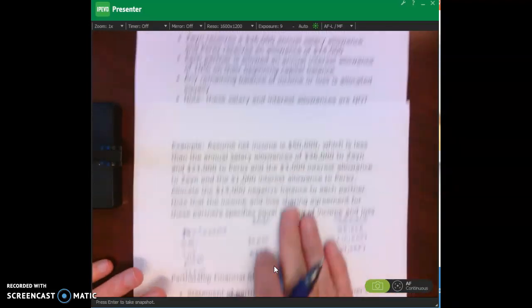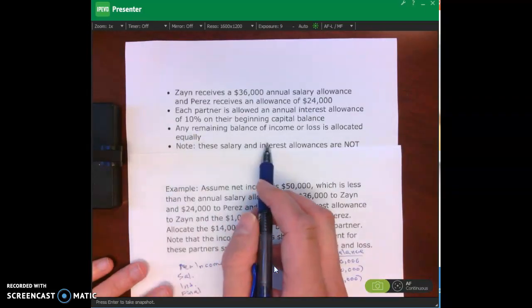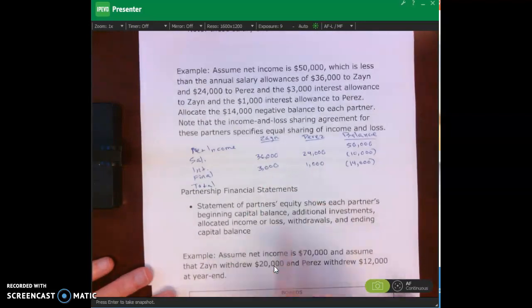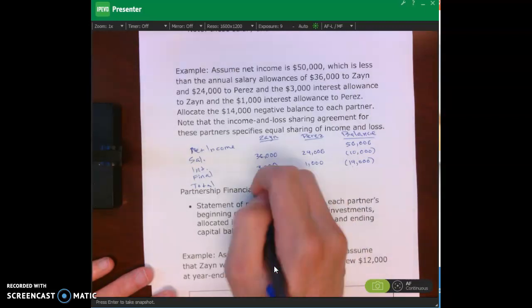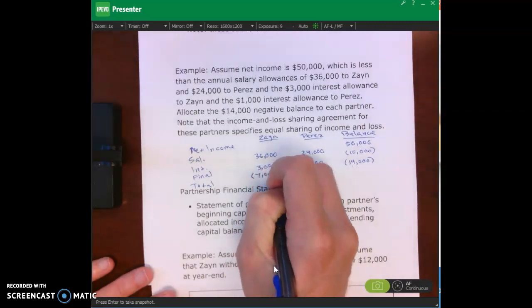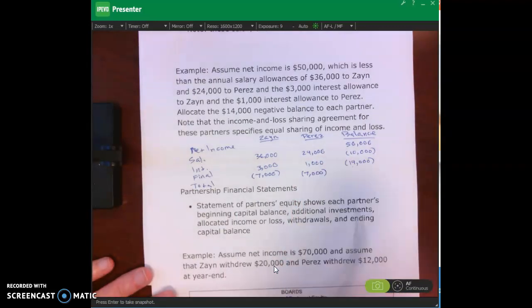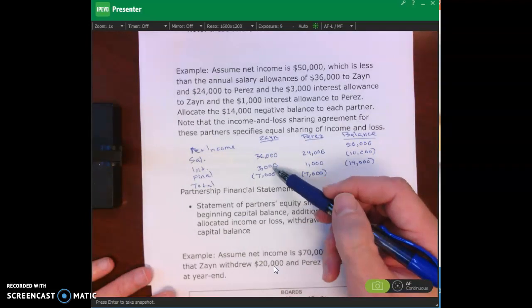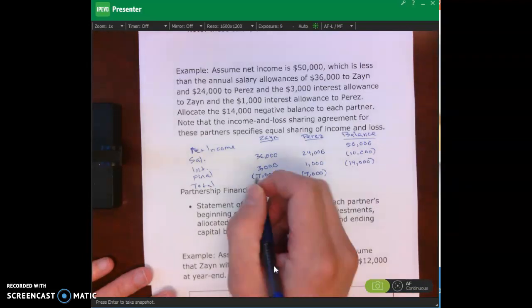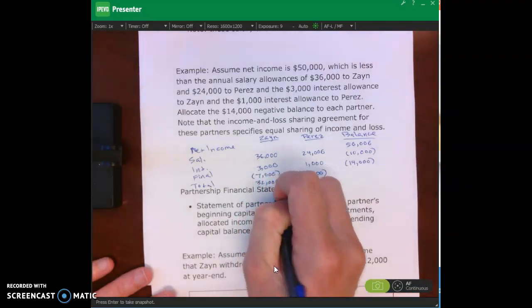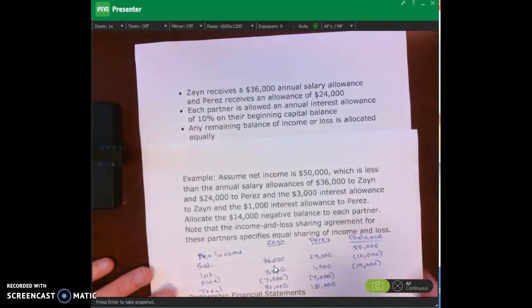Now, if we look over here at this last bullet, any remaining balance of income or loss is allocated equally. So this is our remaining loss, and it's allocated equally. That means I'll put 7,000 in the hole over here and 7,000 in the hole right there. Now I can add my 36 plus my 3 minus 7, and 24 plus 1 minus 7. That gives 32,000 and then 18,000.